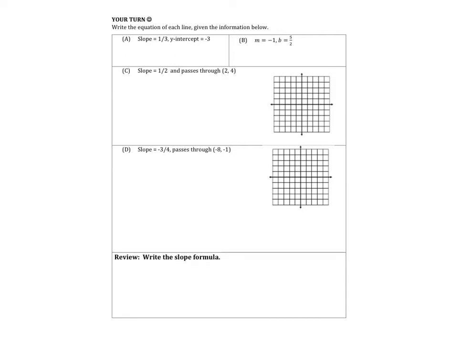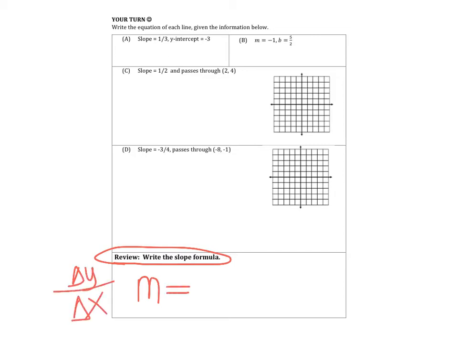But before we move on to the next skill, I want to review what is the slope formula. All right, remember, slope is the change in y over the change in x. Writing the exact formula, we would say m, to stand for slope, is y sub 2 minus y sub 1 divided by x sub 2 minus x sub 1.